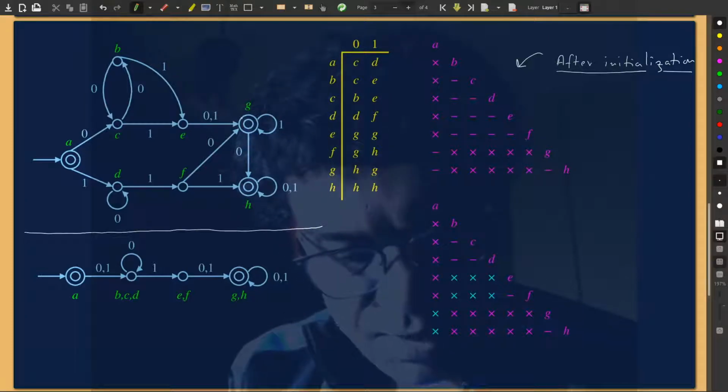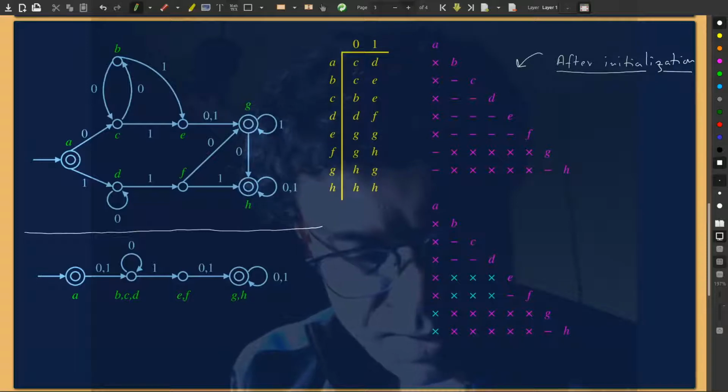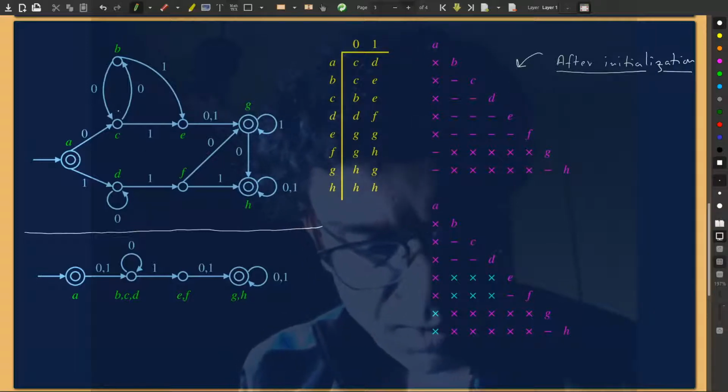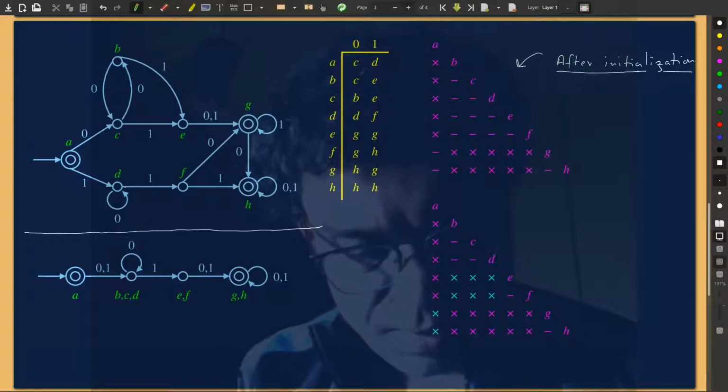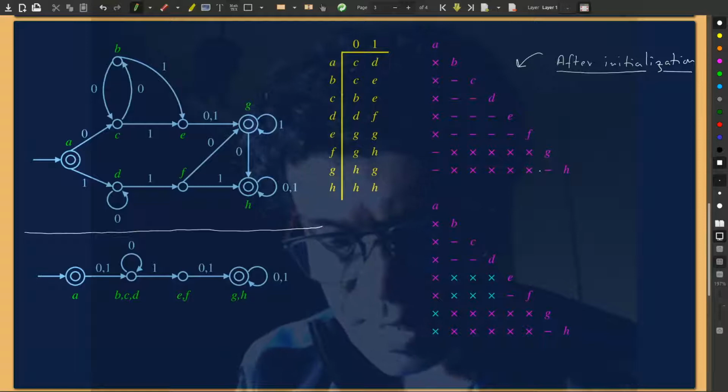Finally, look at G. The pairs G, E, G, C, G, B will not be marked, but I have already considered these unordered pairs when I considered B, C, D, E, F, and so on. G is a final state, H is also a final state. Therefore, I will not mark the pair GH. So this is left unmarked.